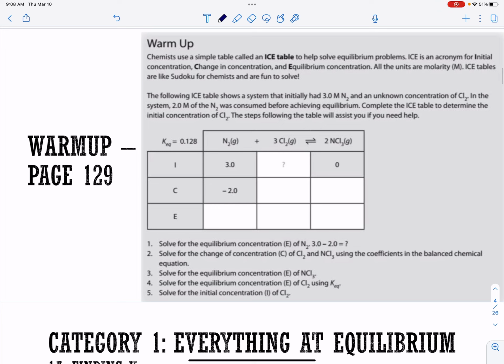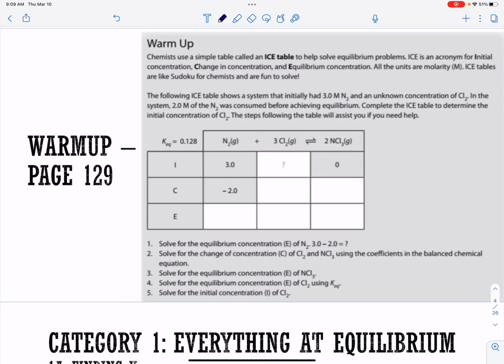So the first activity I have here is a warm-up activity on page 129 of your workbooks. This is kind of an introduction to an ICE table, and it will take you through the basics of how to use it. So I'm going to encourage you to pause the video for a minute, see if you can go through steps 1 through 5 in your workbooks and fill out that ICE table to completion. So pause the video now, take a break, and then we'll go through it.